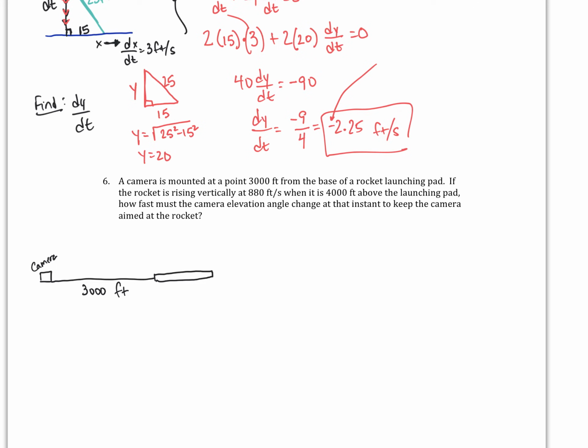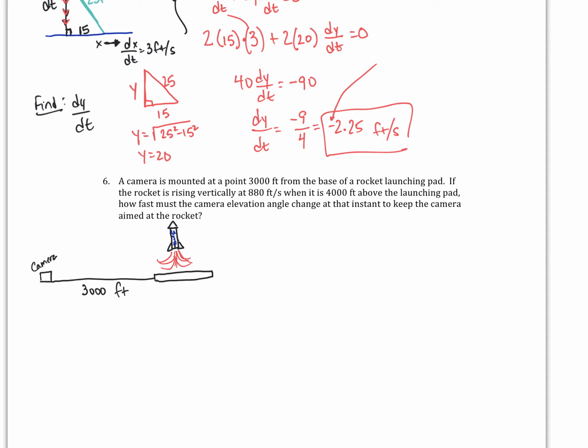If the rocket, ooh, cool, I get to draw a rocket. Woohoo! There's my rocket. And I guess we could put, like, let's have some fun with this. We're going to put USA right there. And the flames coming out. Look at that. I wonder if this is SpaceX. Right? It could be a SpaceX rocket.